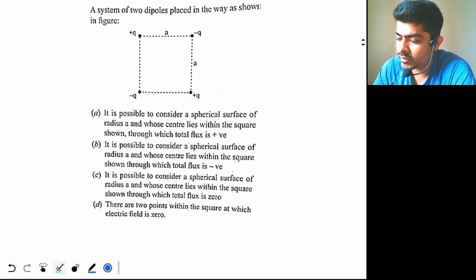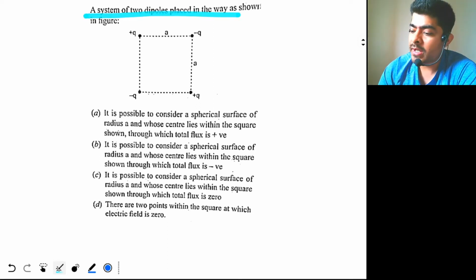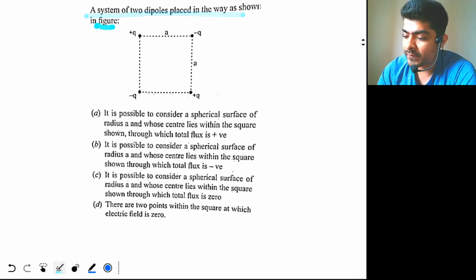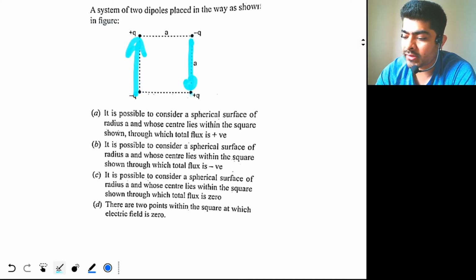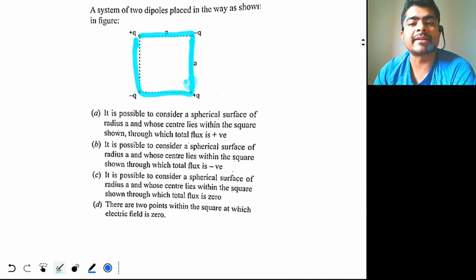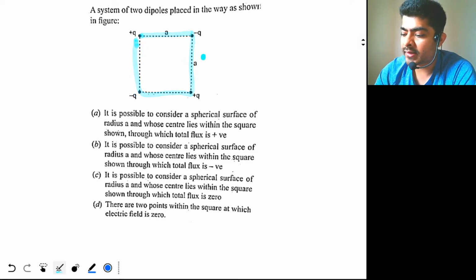Okay, look at this question now. A system of two dipoles is placed in the way shown in the figure. Two dipoles means what? Plus q and minus q. So this is your one dipole, and minus q and plus q, this is your other dipole. This dipole is upwards and this dipole is downwards. They are placed such that they form a square of side A.